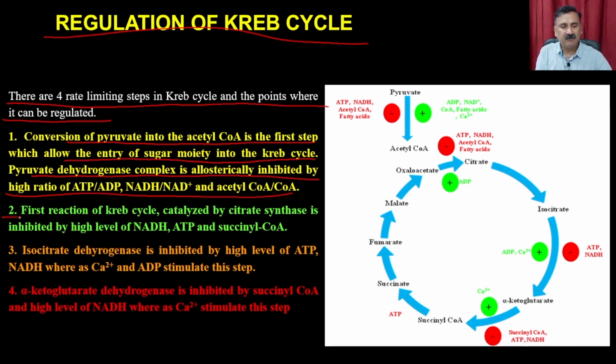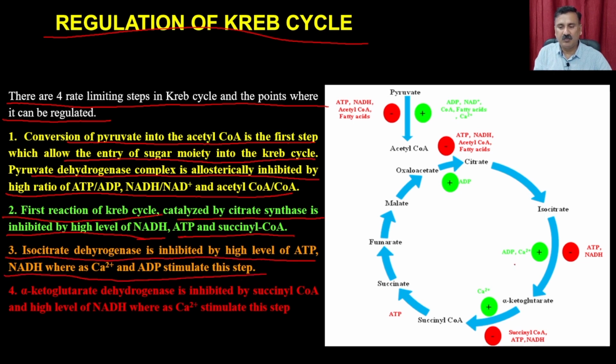Then the second is the first reaction of the Krebs cycle, catalyzed by citrate synthase. This reaction is actually going to be inhibited by the high level of NADH, ATP and succinyl-CoA. Then the third is isocitrate dehydrogenase. It is inhibited by the high level of ATP and NADH, whereas calcium and ADP stimulate this process.